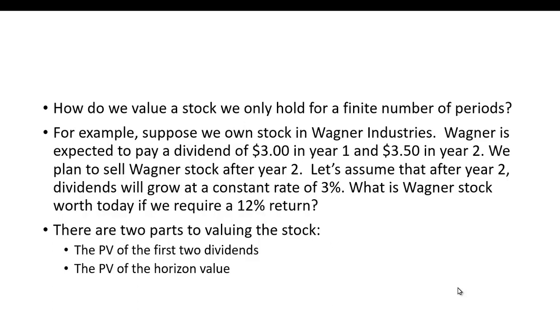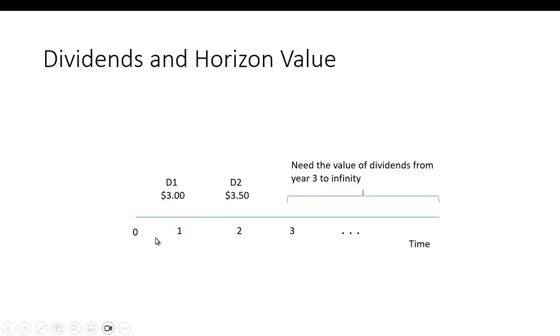Well, there are going to be two parts to valuing the stock: the present value of the first two dividends, the $3 and the $3.50, and the present value of the horizon value. So if you look at this graph here, we have a dividend in year 1, we have a dividend in year 2, and then we have this horizon value. So this is going to encompass all of the dividends from year 3 to infinity.